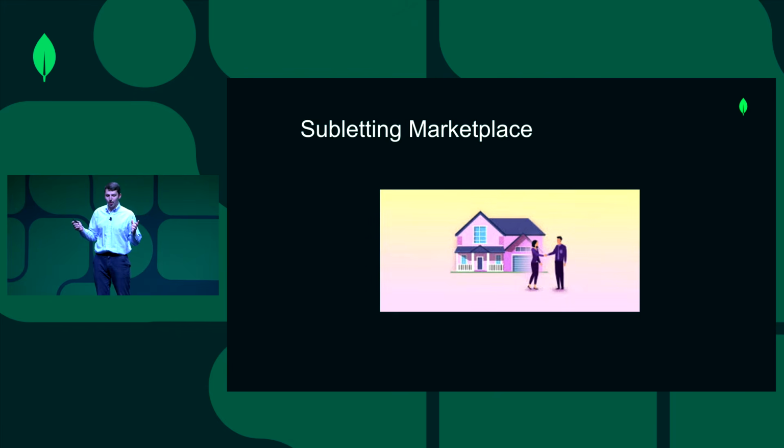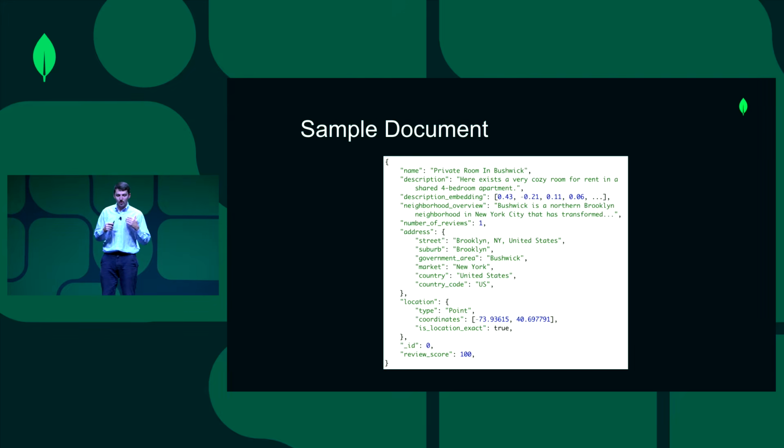Let's imagine that you are building an application that is a marketplace for subletting apartments. Now, you might have a document that represents an individual apartment, and it might look something like this. You might have the name of the apartment, you might have a description, you might have an embedded representation of that, geolocation, you might have reviews. There are lots of sources of information that are both sources of relevance, things that can be embedded, things that could be filtered on. But in general, there's just a lot of rich information here.